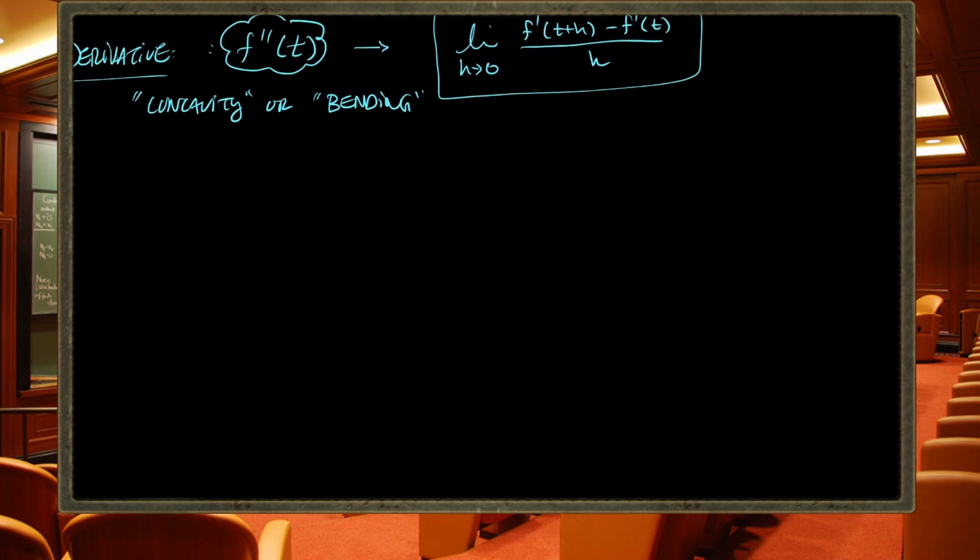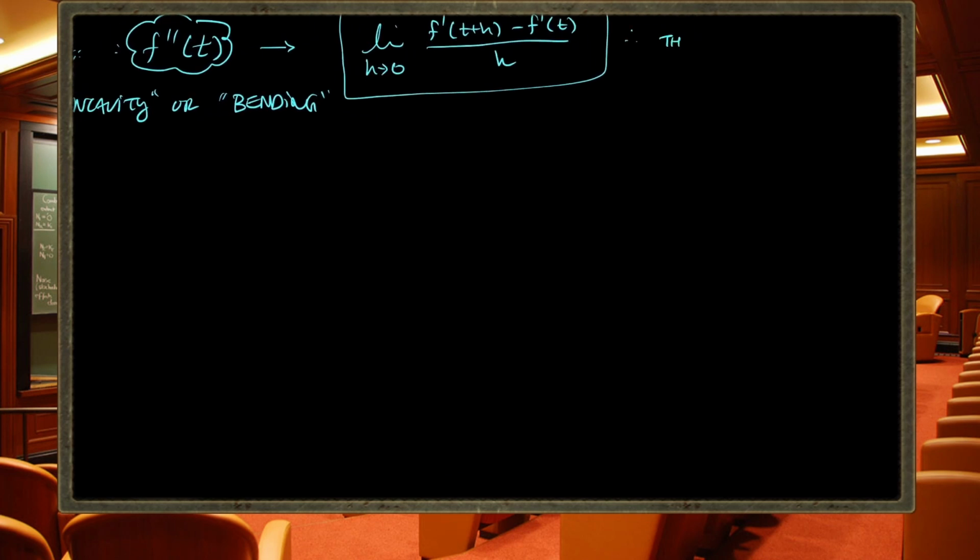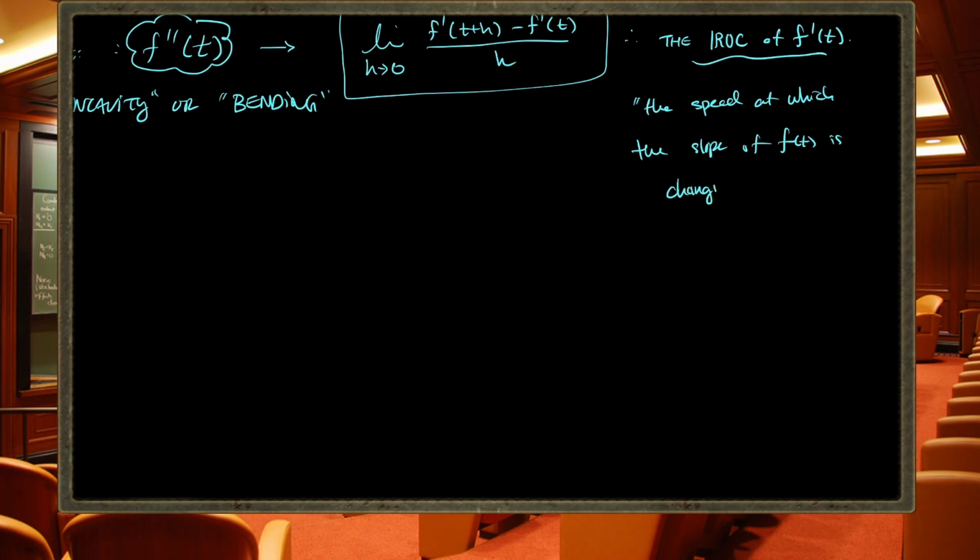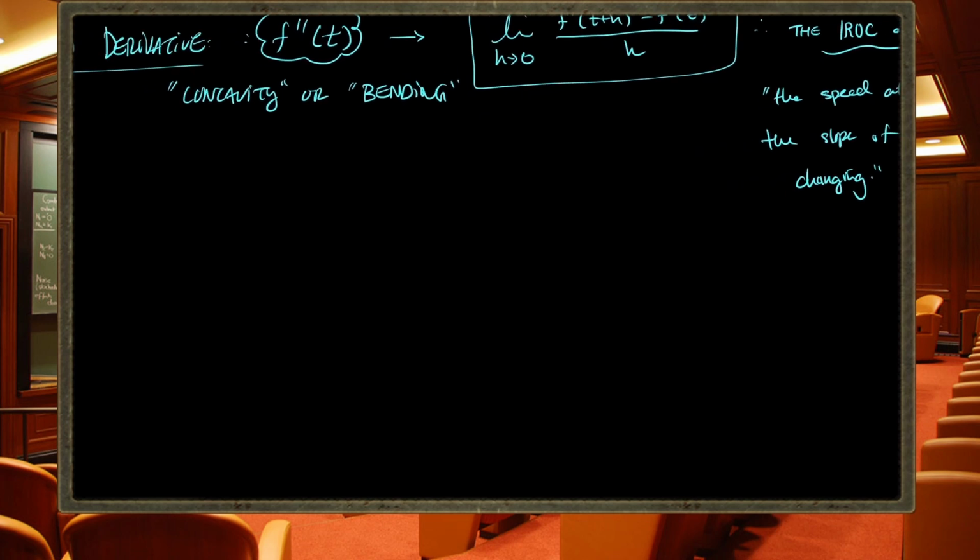So what does that mean? That means this is the instantaneous rate of change of f prime of t. Another way to think about that is the speed at which the slope of f is changing. If we're talking about the slope changing, that means we're talking about the bending, right?